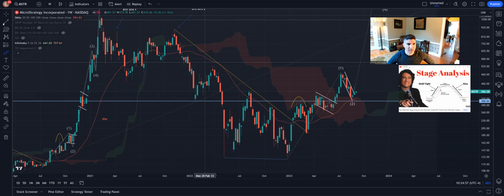do you see the asset, in this case MicroStrategy, base, get a reclaim, get a couple throwbacks, 2, 3 throwbacks, and now you're in a stage two uptrend until proven otherwise. You're at the beginning of a stage two uptrend.